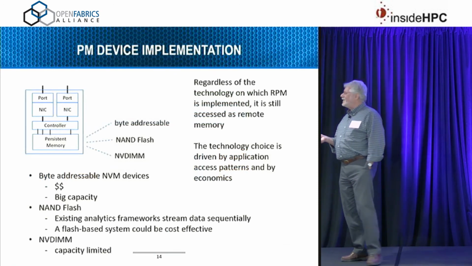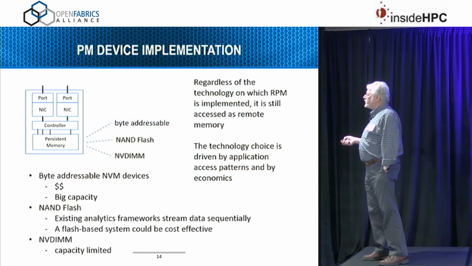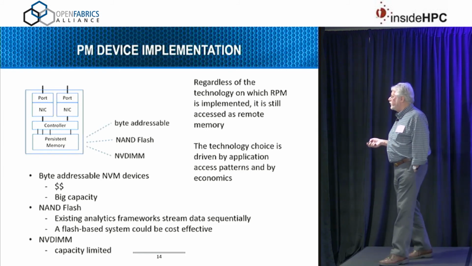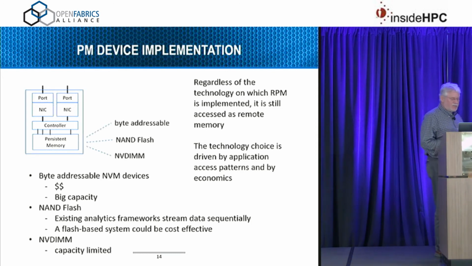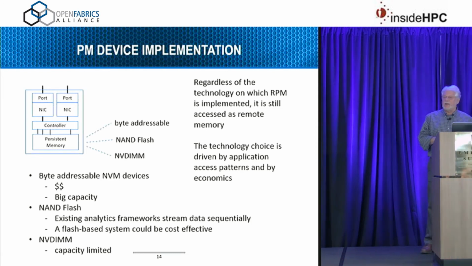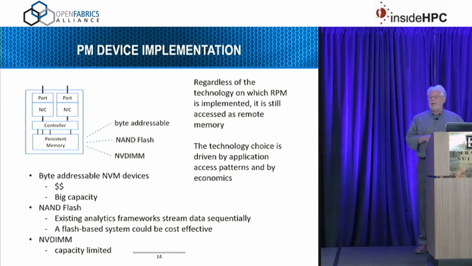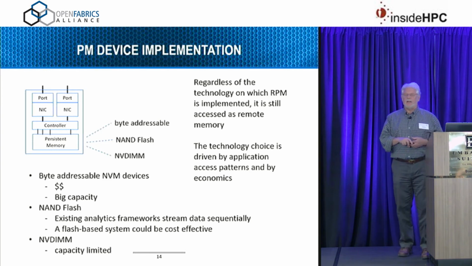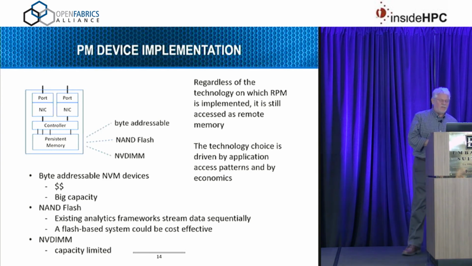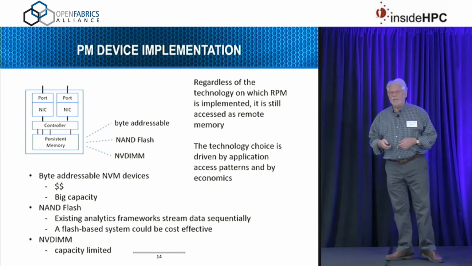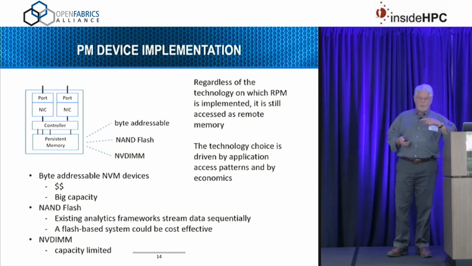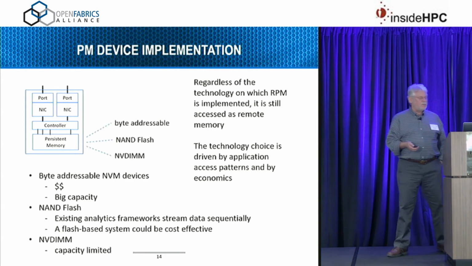You've seen them already. You shouldn't assume that it's always going to be a byte addressable device, but it often will be. Pros and cons: byte addressable is relatively expensive but has very big capacity. NAND flash: existing analytics frameworks that stream data are a natural fit for that. The economies of a flash device are very attractive in an environment like that. And NVDIMM, we know where that stands. It's fairly expensive and it's capacity limited compared to a persistent memory device.